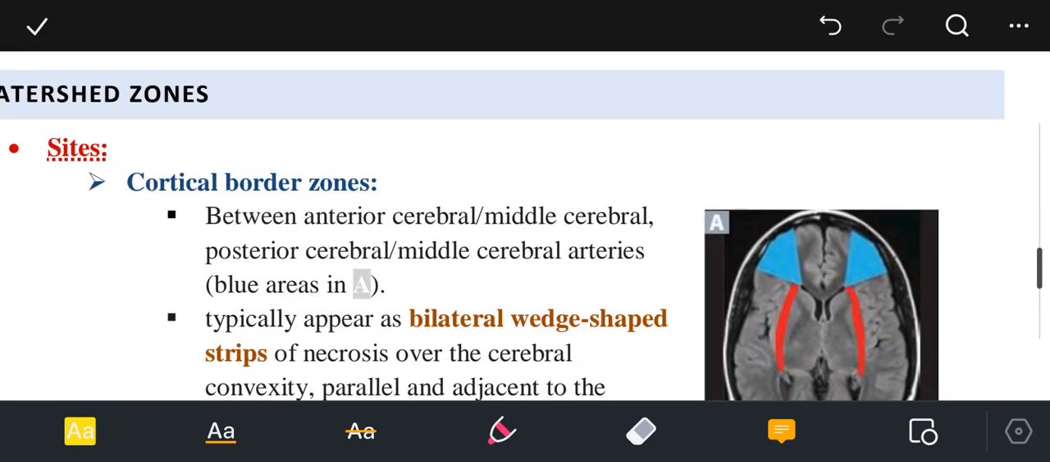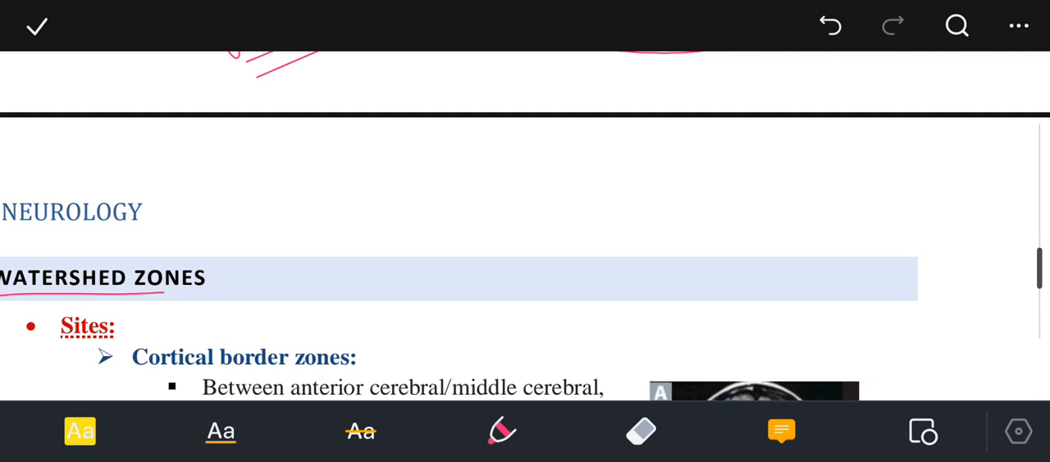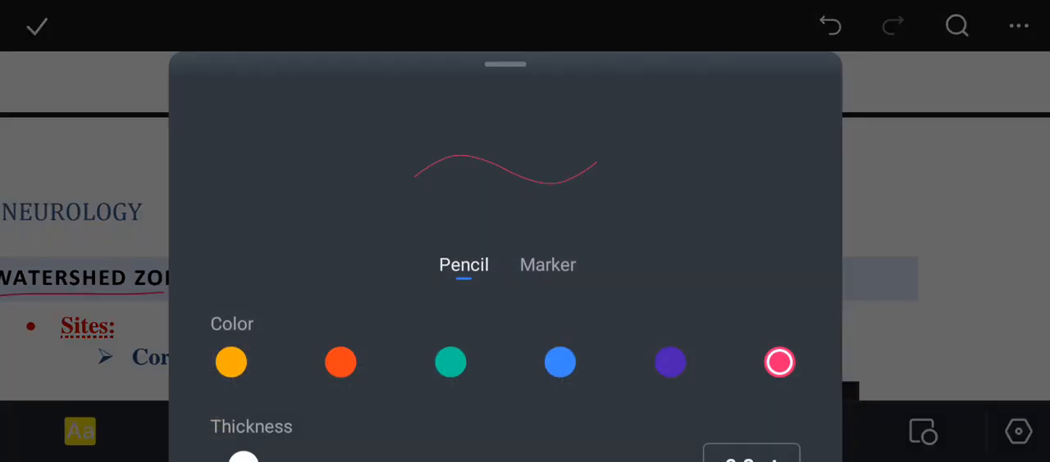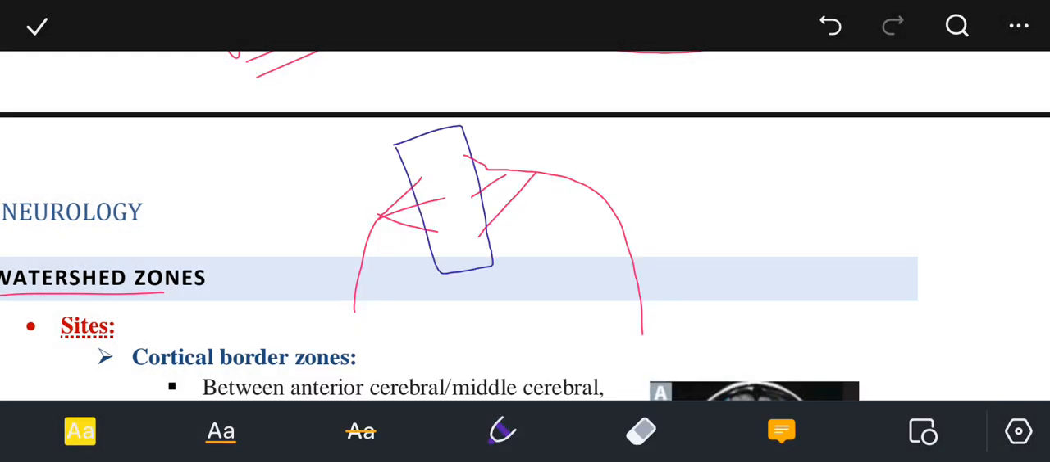Now moving forward, what is the watershed zone? It is a very important concept. The watershed area means, in general in the whole body, if there is some blood supply with its terminal branches, and there comes another blood supply with its terminal branches, the area between these two blood vessels is a watershed area, because it is getting the bare minimum supply that is required for its metabolic activities.